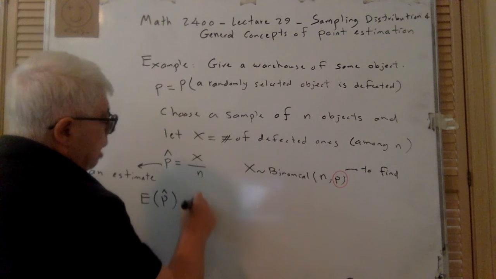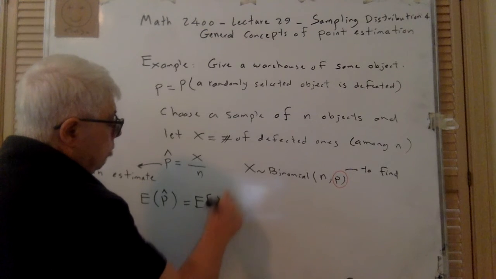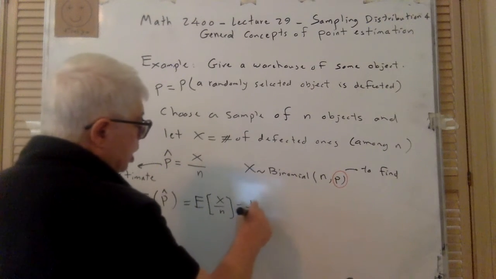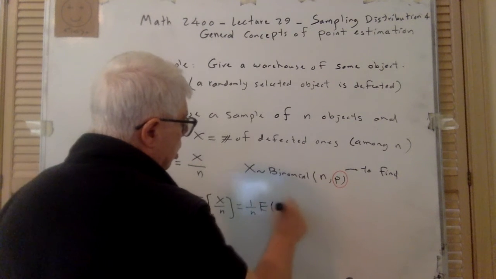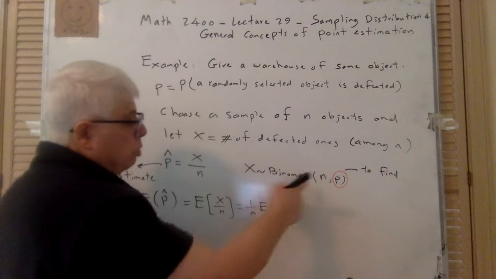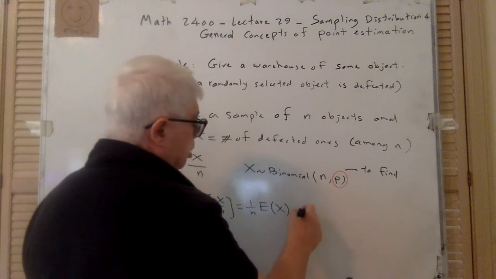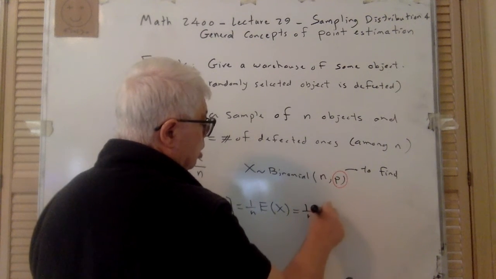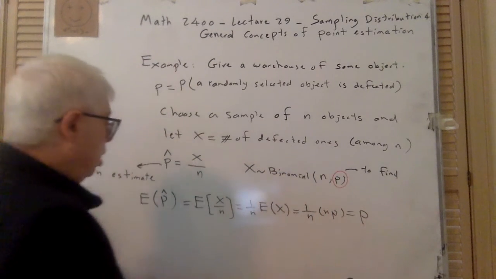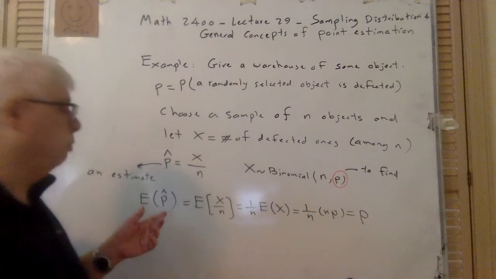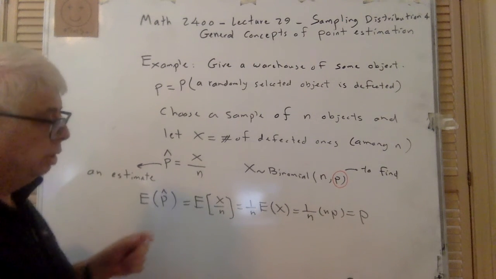Expected value of this, or the average of this. So it is the average of X over n, and we know that this is 1 over n, average of X. And what is the average of X? Remember from binomial, the average is np. So it is 1 over n times np, so it is p. So what have we found? That the average of this P hat is p.